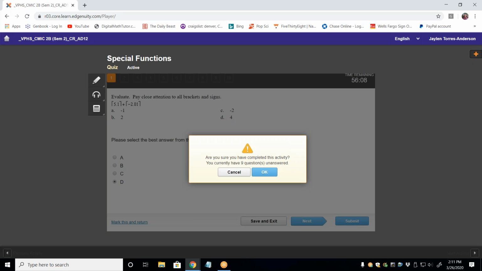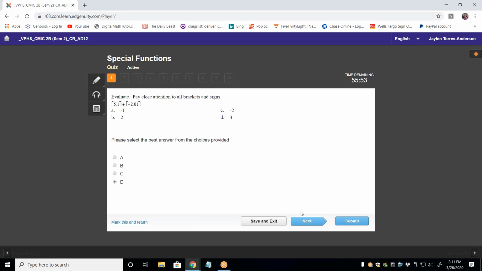What should I answer here? Are you sure you have completed this activity? I don't know what I should do here. I'm assuming you're seeing everything that I'm looking at. Trying to go to the next question. Okay, so just go next. And now should we say save and exit or not? Should we just go through this? Let's go through this one, because this should be pretty easy for you.